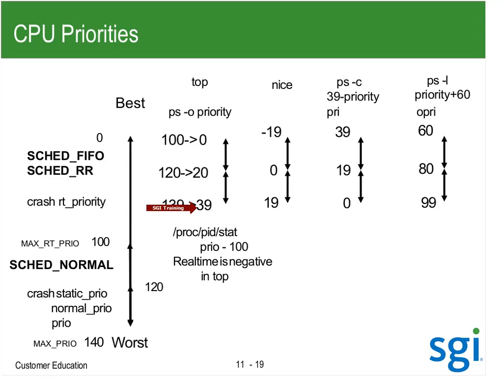Now, don't ask me why. The code says for SCO compliance and stuff like that, but I've never seen any priority schemes like this. But ps -c takes 39 and subtracts the priority from it, and that is called PRI. The more confusing thing, though, is ps -l, which a lot of us use, adds 60 to it, and that's called OPRI. So if I look at priority in top, I'm going to see 20. If I look at priority with ps -l, it's going to show 80. It's the same priority. They've just been put on different scales. I don't know why ps -l doesn't give me the same as top by default. I think it should.